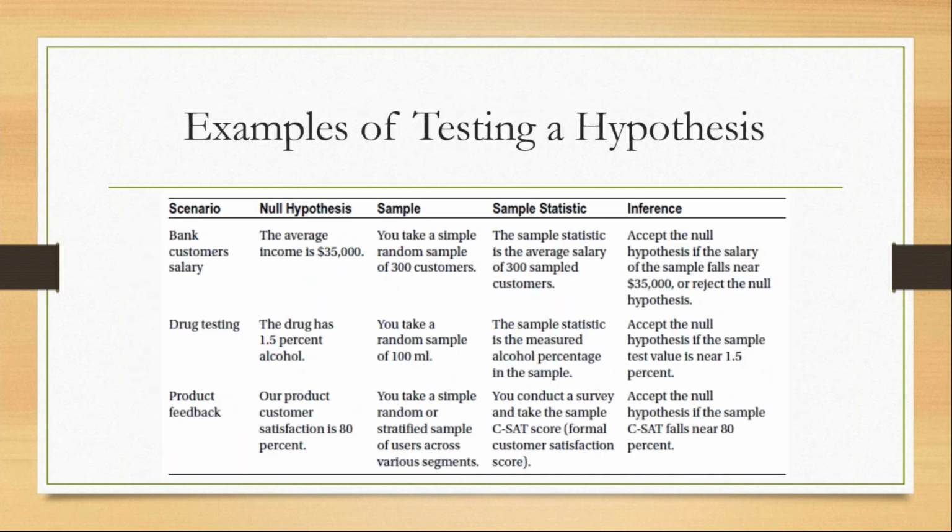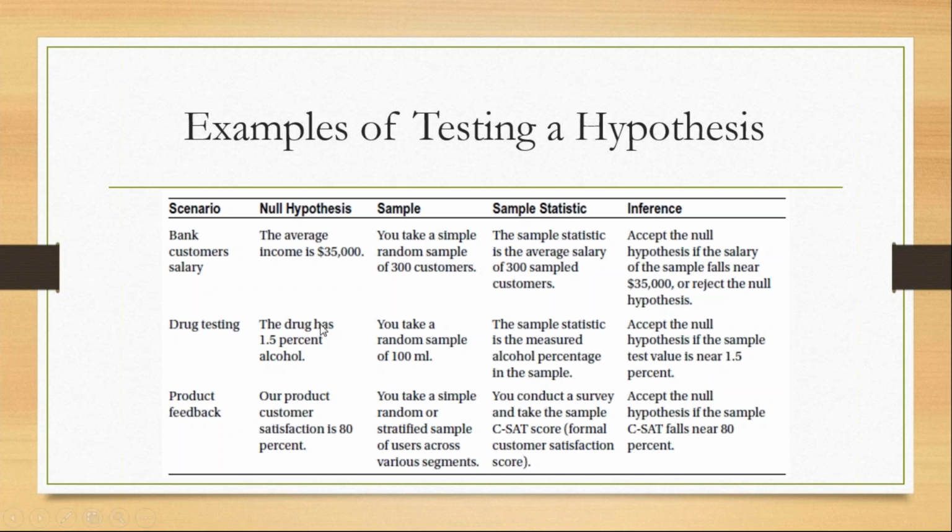There are a few more examples which you can see here, just to relate and understand in a better way how hypothesis testing works. For example, bank customer salary. I made an assumption that average income is around $35,000. So I take a sample of some 300 customers, and on that basis I compute the average salary, and then I make an inference whether to reject my null hypothesis or to accept it.